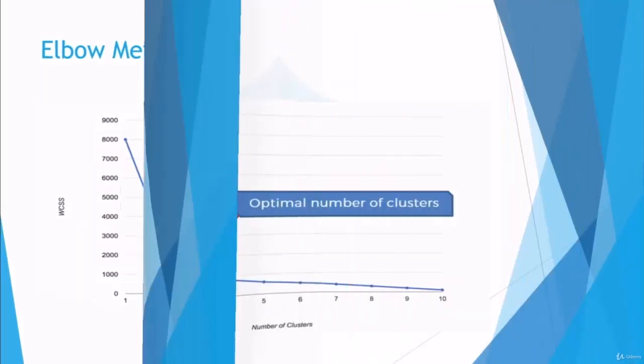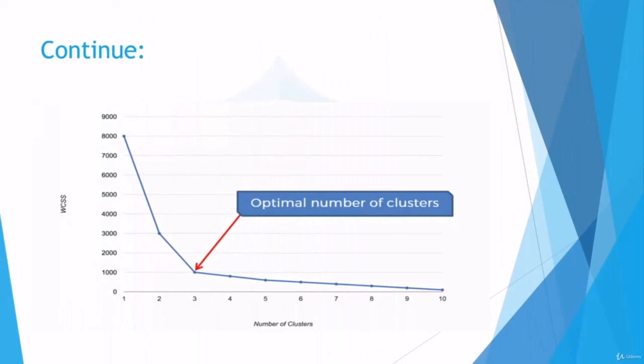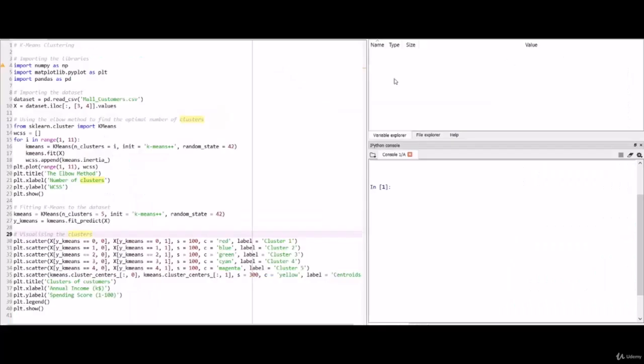So in this image you can see that 3 is the optimal number of clusters. So this is all about the k-means algorithm, the theoretical and conceptual part. Now we will move towards the implementation part. So let's start with the implementation part.